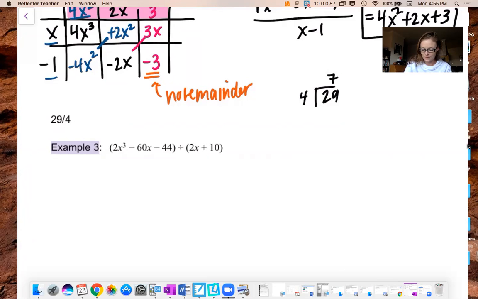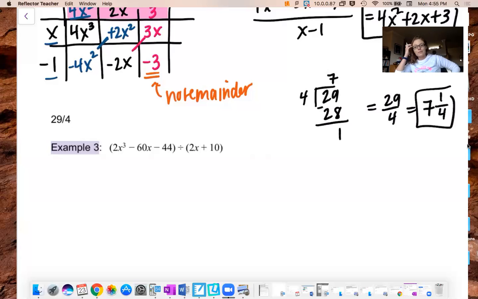Then I do 7 times 4, which becomes 28, and I put it here. Then we subtract, and then there's 1 left over. So the way we write this answer is that 29 divided by 4 becomes 7 is your whole number, your remainder is 1, and then you divide it by whatever you were dividing by. So it becomes 7 1/4. And we're going to do the same thing with our polynomials.